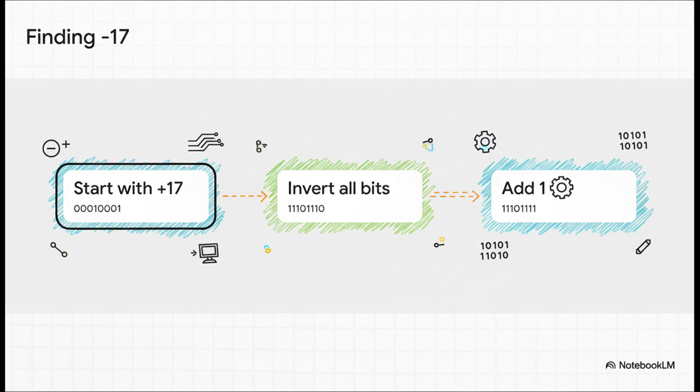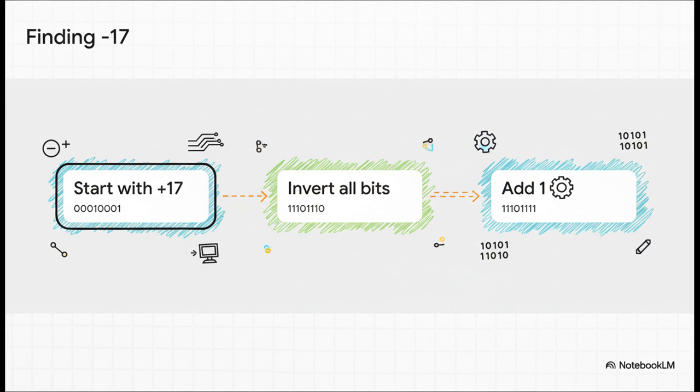How about -17? First, you write out positive 17 in binary. Easy enough. Step 2, invert every single bit. And step 3, the final touch, just add 1. And there you have it, 11101111. That is how a computer sees -17.